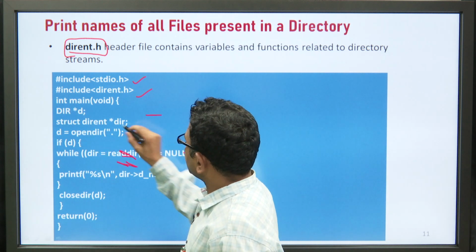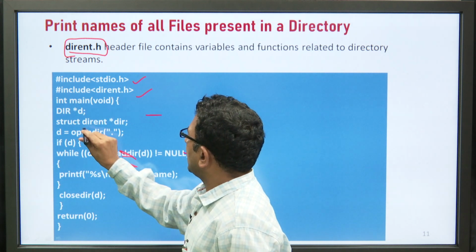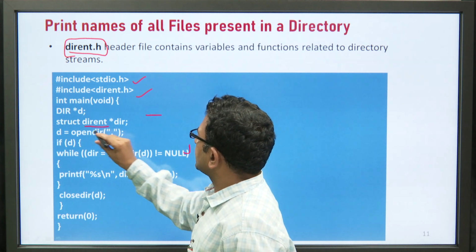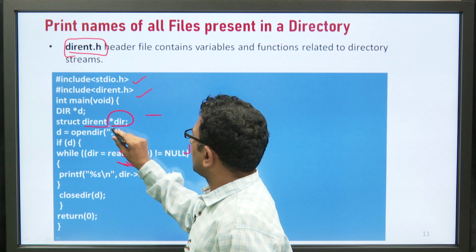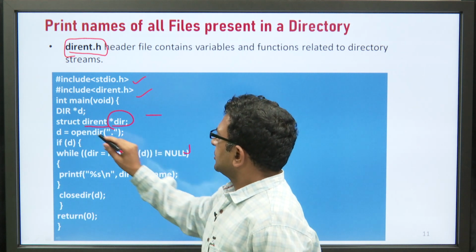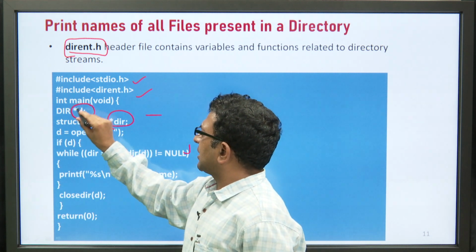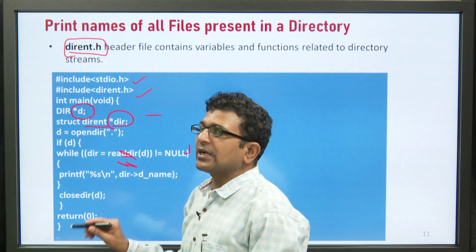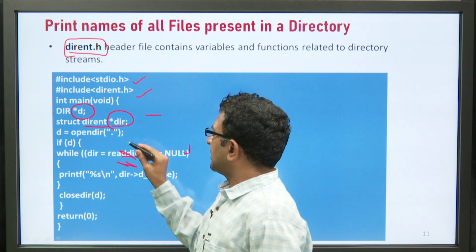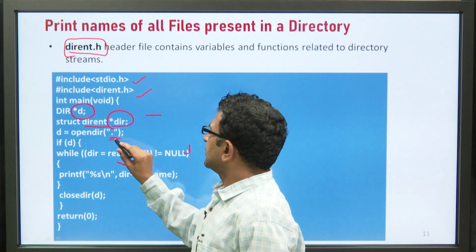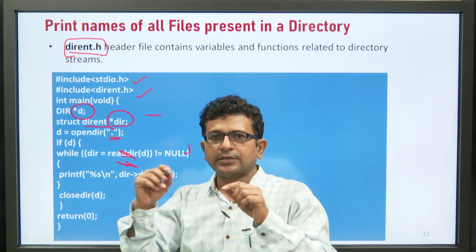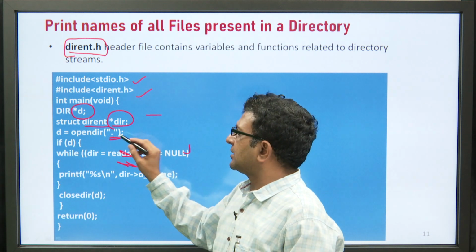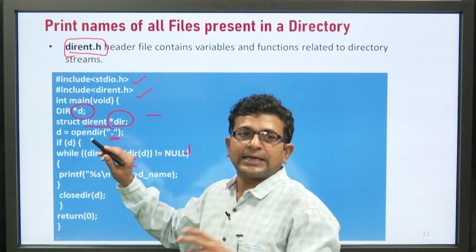Just see here, DIR pointer d. Now we have another structure, the dirent structure. For that we have declared a pointer variable, pointer dir. Now this pointer variable is used to open the current directory. So how can we open the current directory? This is the dot. So this dot will be provided inside double quotes. Basically this tells the compiler that it has to open the current directory.